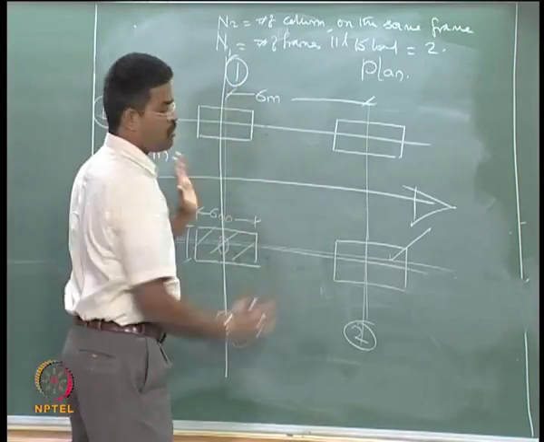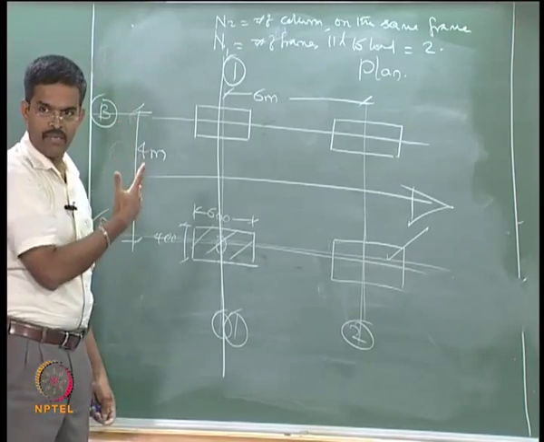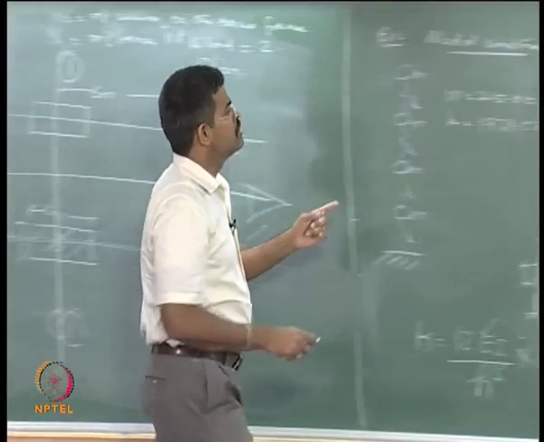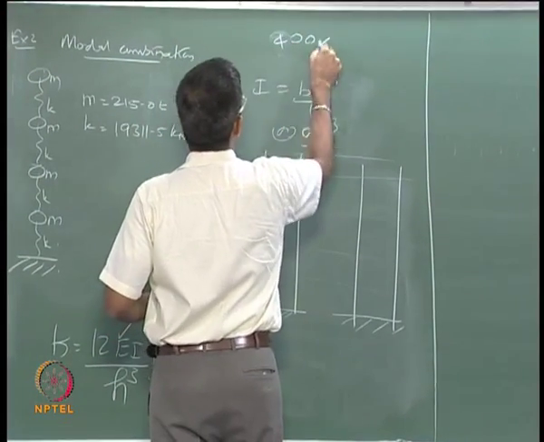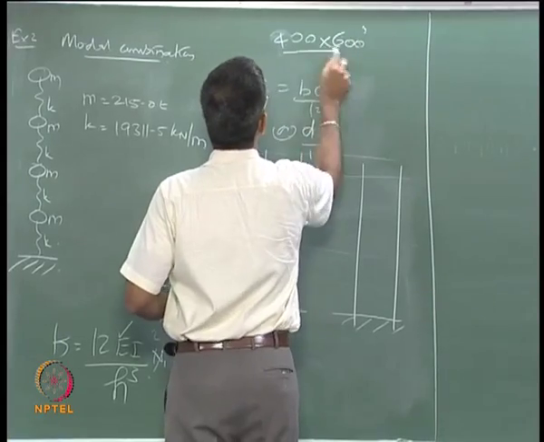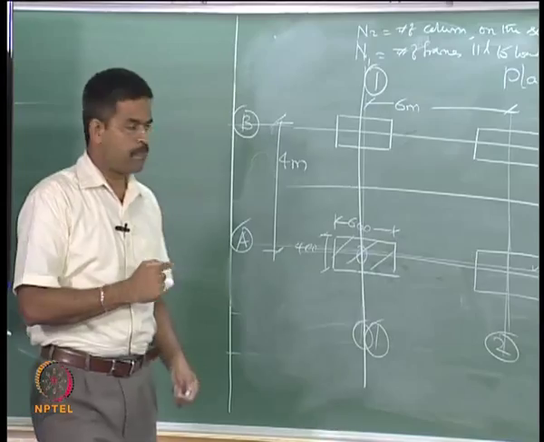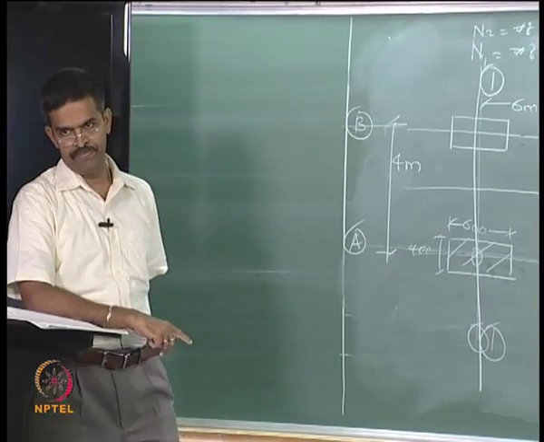The frame is bending about this line, which is vertical, it is a plane, and in the top view it looks like a line. So BD becomes 400 of 600 cube by 12. So you must look at which plane you are looking at, which is the axis of bending, and accordingly use B and D.